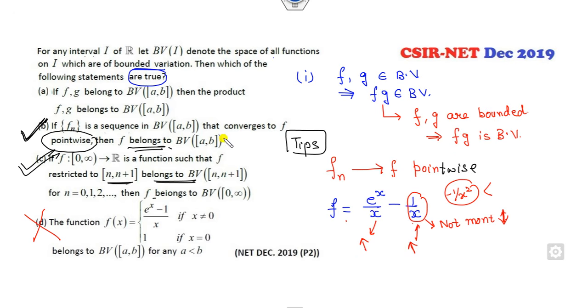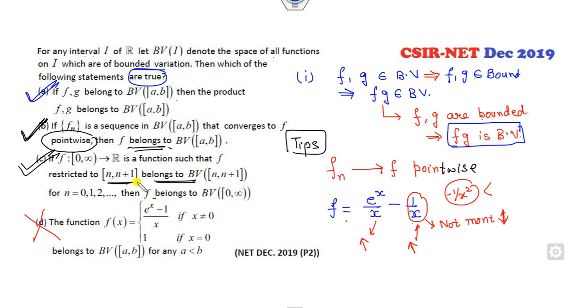So we can see the first part, if f and g are here, you have to prove that the f and g product is bounded. Now since this is a bounded variation, what is the meaning of that? f and g are bounded. So if f and g are bounded, the product is also of bounded variation. So this is the right answer.